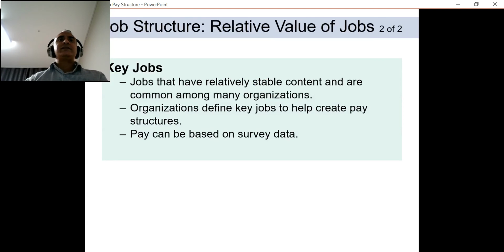So also there's key jobs, right? In this case, we need to understand which jobs are critical, and then based on that also pay for those because they generate value in many different areas.